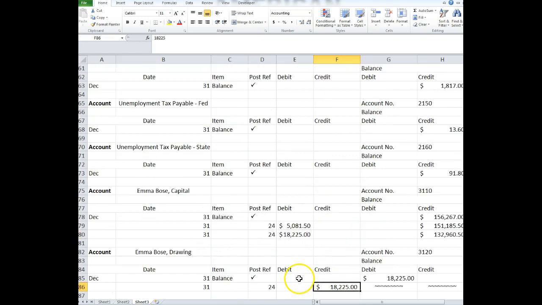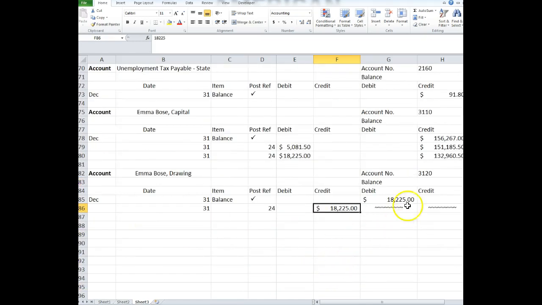So if you remember through our journal, whenever we credit out of here, where does it go? To our capital. No, that's our expenses. All of our expenses go there. Our drawing goes directly out of our capital. So whatever we withdrew throughout the year, we're taking it away from our capital.